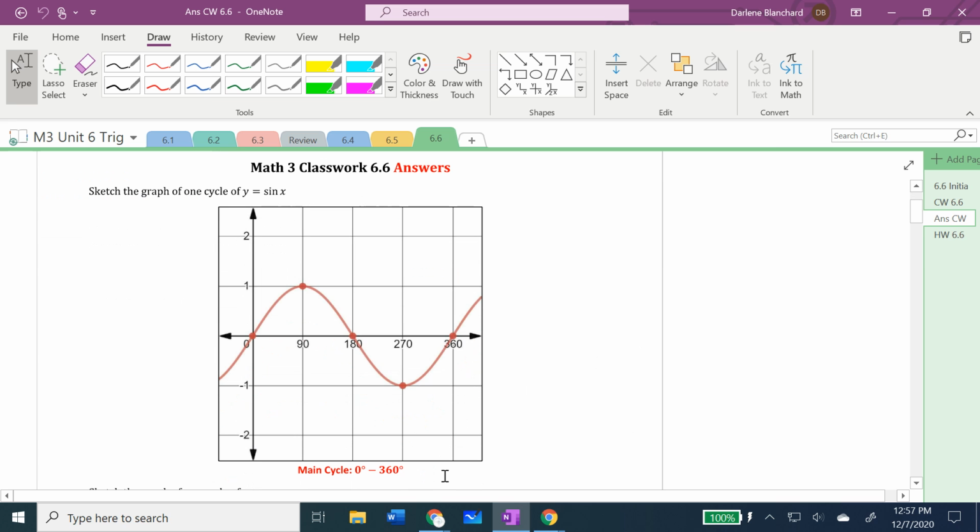Very important, know that the main cycle is 0 degrees to 360 degrees, but that the graph goes on and on and on and on. When I ask you to graph one cycle of a function, I'm referring to what originally begins in 0 to 360.